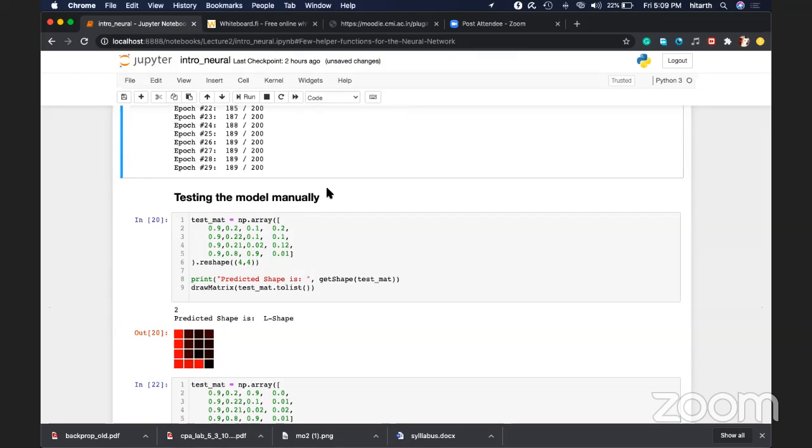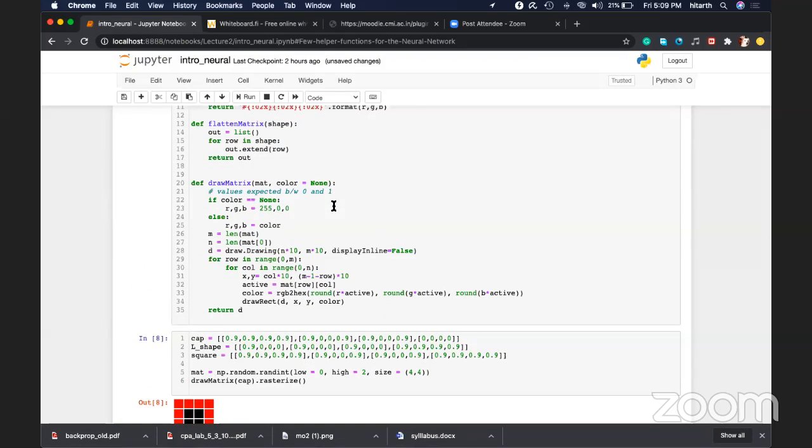Are we supposed to implement the computation graph? Yeah, I think no, you won't be doing the computation.